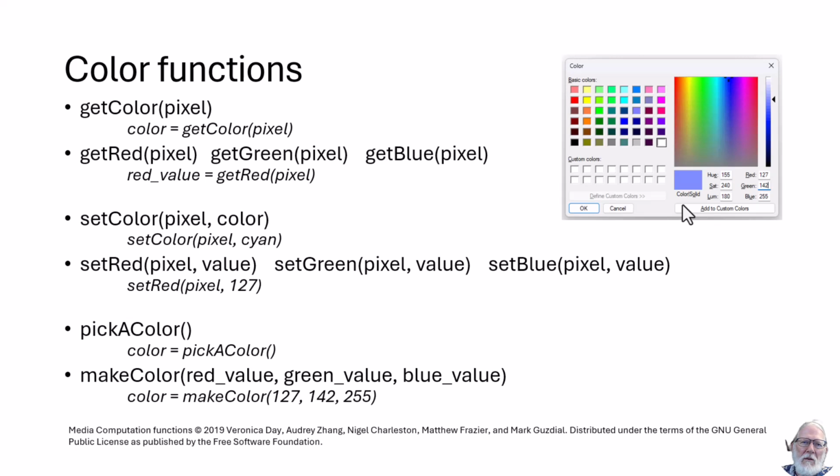So we've got ways to get the color from a pixel or get the color components. We have a way of changing the color of a pixel or the individual color components of a pixel. And we have ways of picking a color as the program runs, and then also making a color based on the values that we calculate.